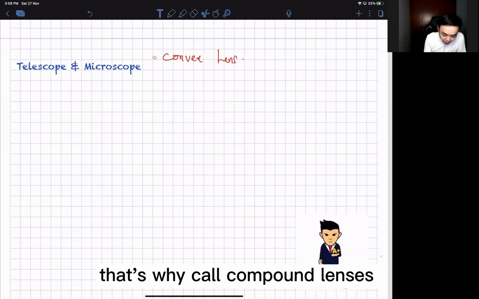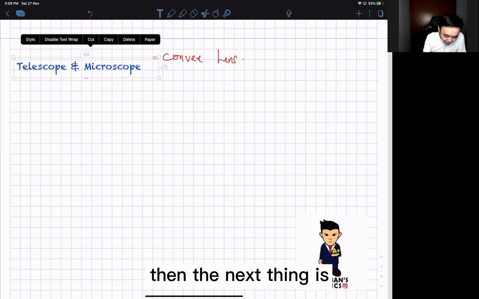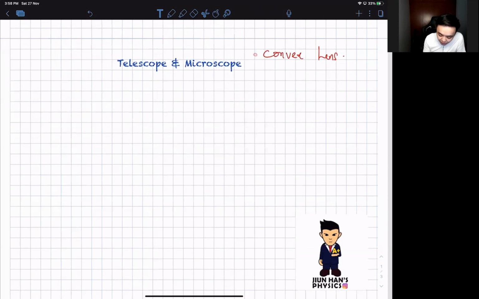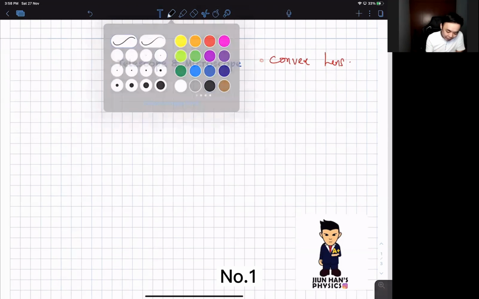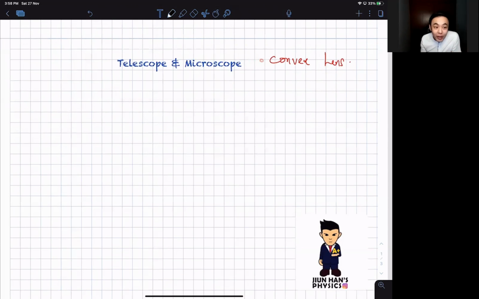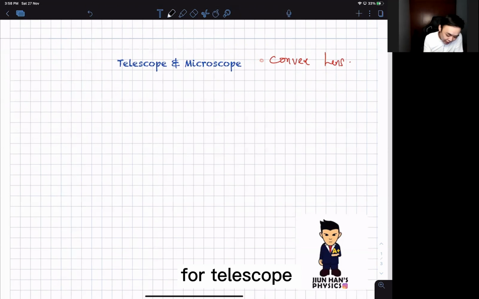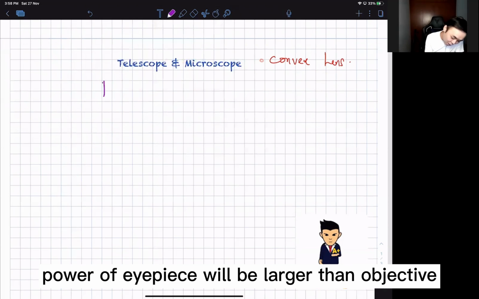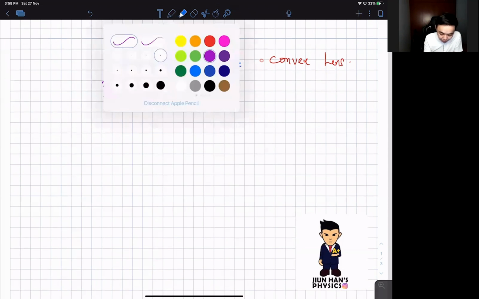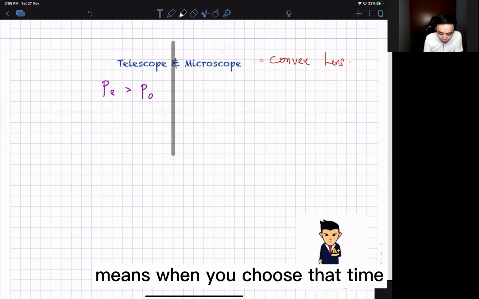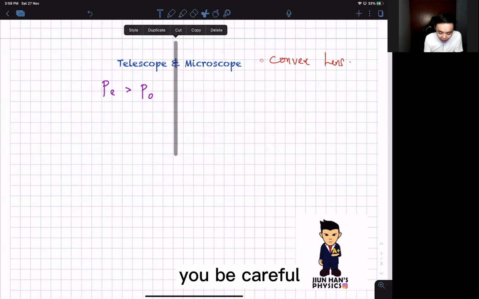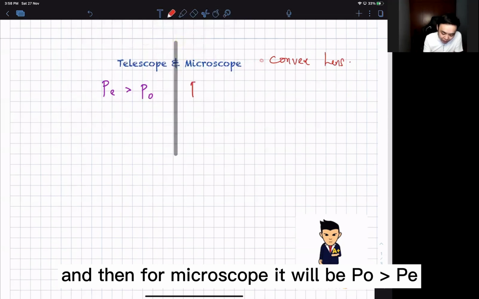All right. Now, the next thing is, let me show you the comparisons. Number 1, the power of the lens. For telescope, the power of the eyepiece will be larger than the objective. Power of eyepiece has to be larger than objective, so when you choose, you have to be careful. And then for microscope, it will be PO larger than PE.